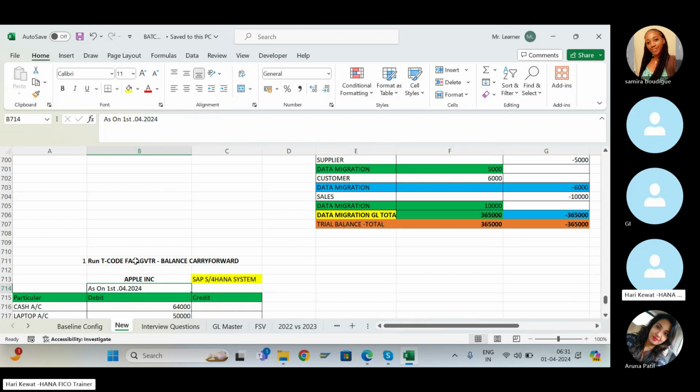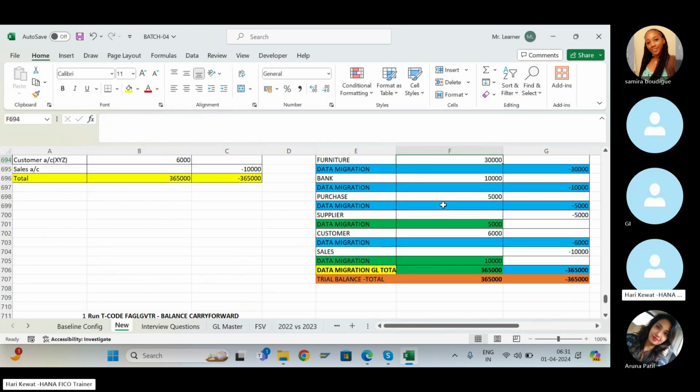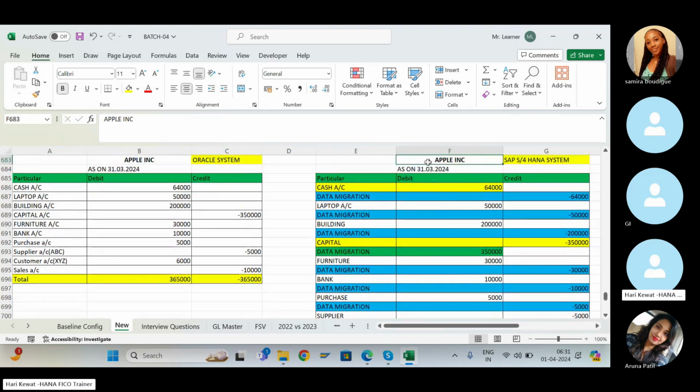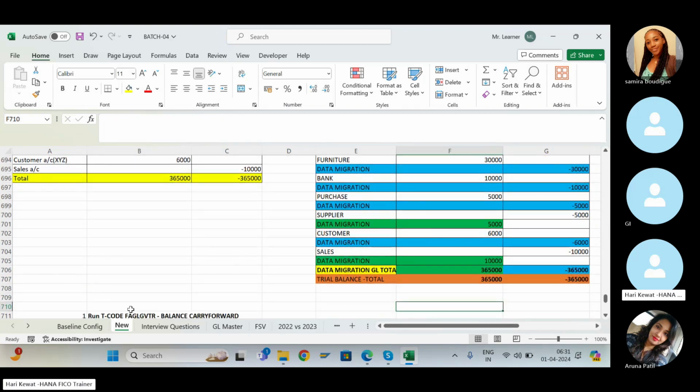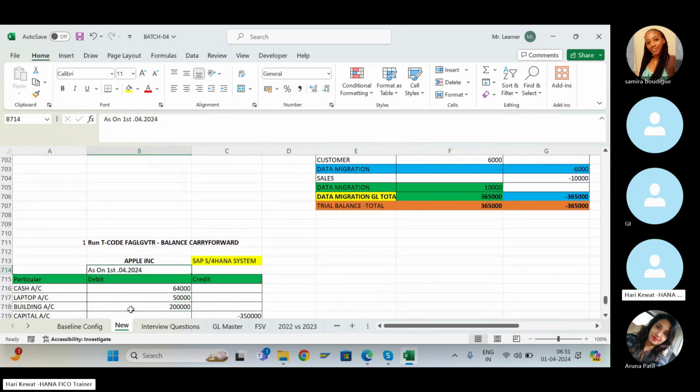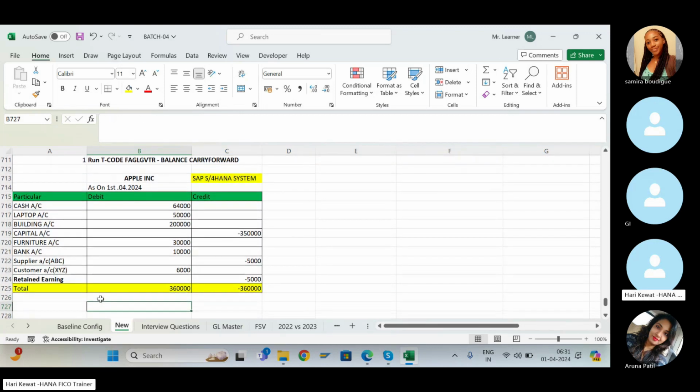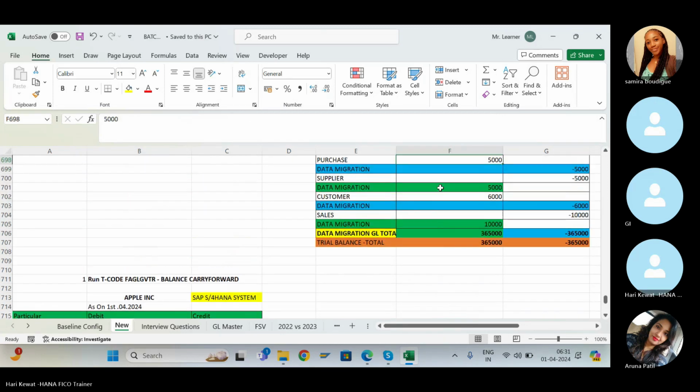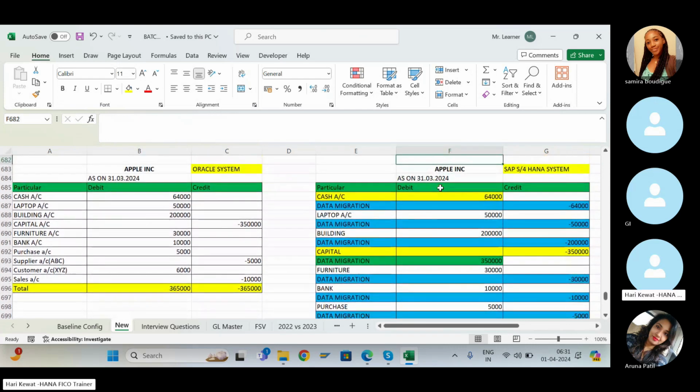Listen very carefully. So what I have to do, I have to run this T code. So what will happen? The balances which you have loaded on 31st March 2024 will become the opening balances here. So if you go and check on 1st April 2024, you'll get the trial balance like this. Listen very carefully how it will behave. Listen here. Your cash account balance will get carried forward to the next year, that is 1st April 2024, as an opening balance.